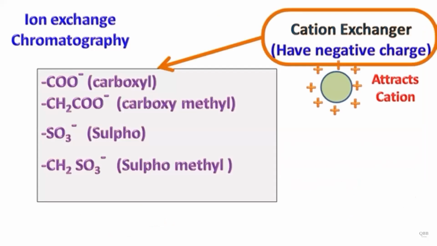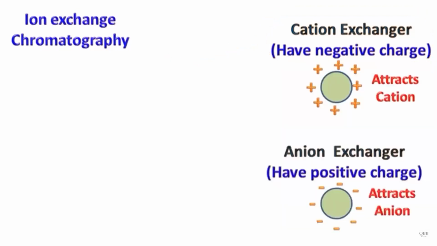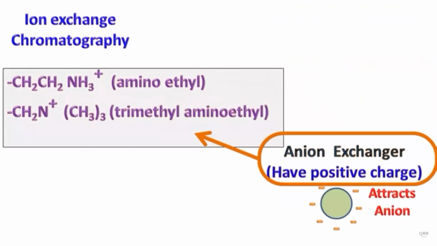Different functional groups such as carboxyl, carboxymethyl, sulfo, sulfomethyl, etc. can be used as a cation exchanger. Buffers having negatively charged ions like acetate, phosphate, etc. can be used with cation exchanger. On the other hand, functional groups like aminoethyl, trimethyl aminoethyl, etc. can be used as anion exchanger.